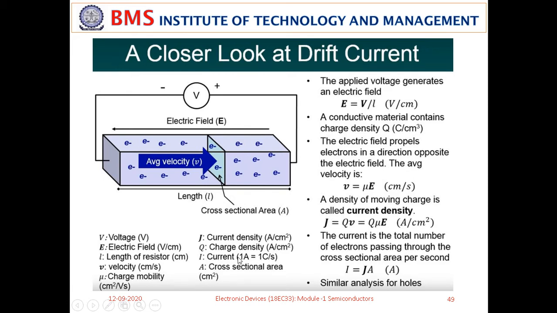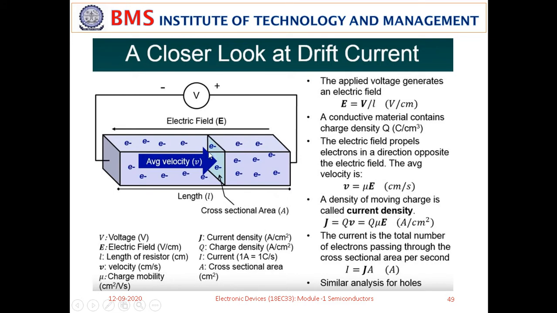Units are the same for both current density and charge density. I is nothing but current, which is in ampere or coulomb per second, and A is the cross sectional area, which is in centimeter square. So the current density equation is J is equal to Q into v. It's a product of charge into the average velocity. If you substitute mu into E for the velocity, you get a new equation for current density: Q into mu into E.